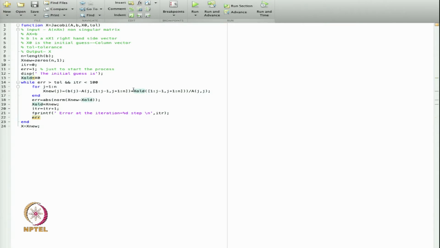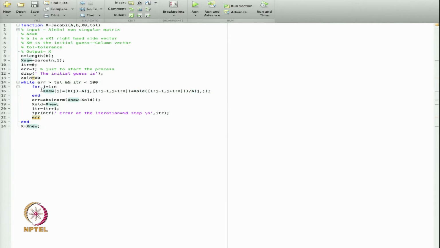This is multiplied by the x old. So, x old will have the same indexing, 1 to j minus 1 and j plus 1 to n, because we have to divide this number by this. So, I am taking all these numbers here, and then I am dividing by the diagonal element, and that is a j j. So, in this case what I am doing, I am giving the old value of x and I am getting the new value of x.